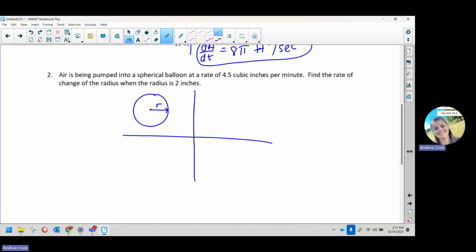My sphere looks like a circle because I'm not drawing a sphere.